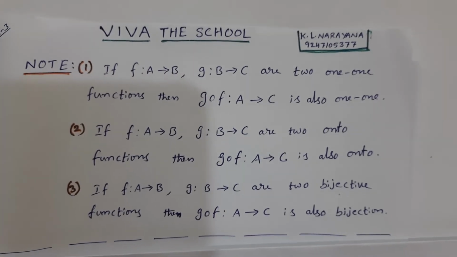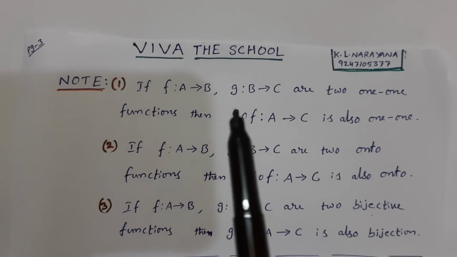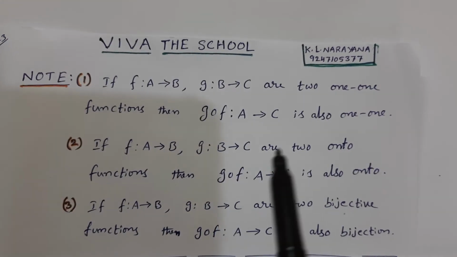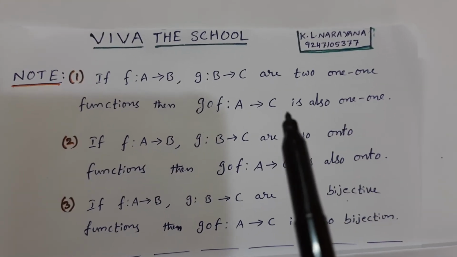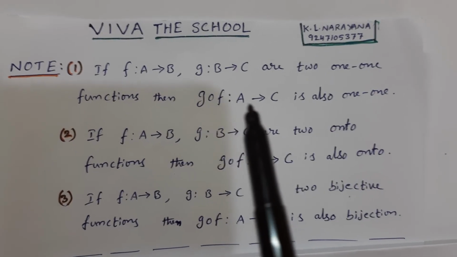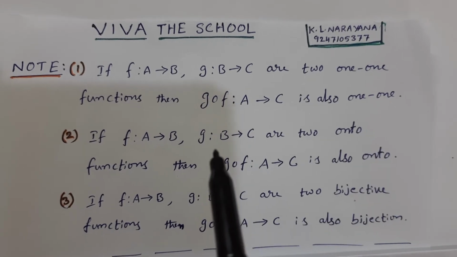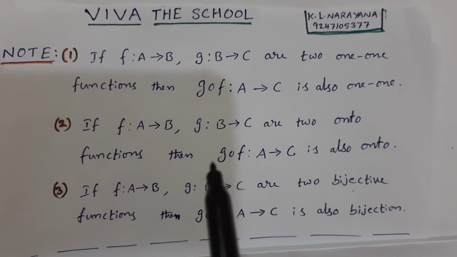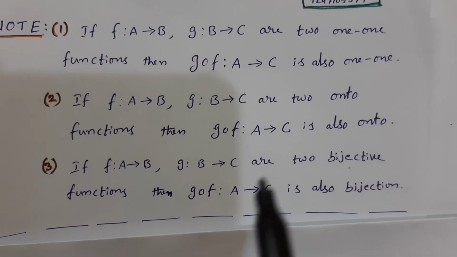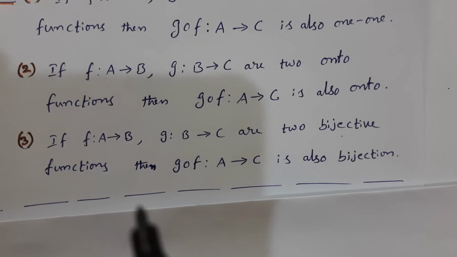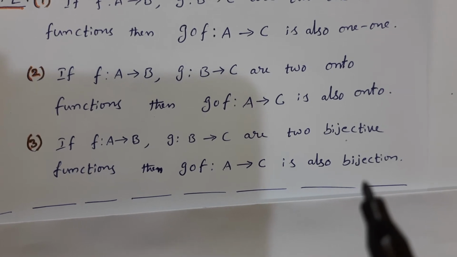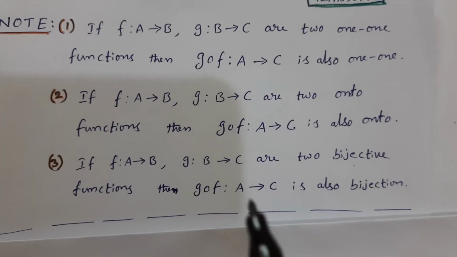Here we have to observe 3 points. If f from A to B and g from B to C are two one-one functions, then g circle f from A to C is also one-one. In the same way, if f and g are both onto functions, then g circle f from A to C is also onto. In the same way, if both functions are bijective, then g circle f from A to C is also a bijective function, that is a bijection. Now we have to prove these conditions.